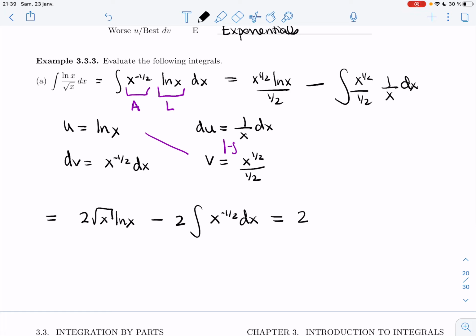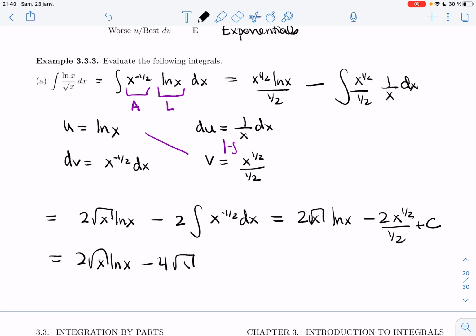All right, so I get 2 root of x log of x minus 2x to the 1/2 over 1/2 plus c. Don't forget your plus c as soon as you evaluate your last integral. So I get 2 root of x log of x minus 4 root of x plus c.